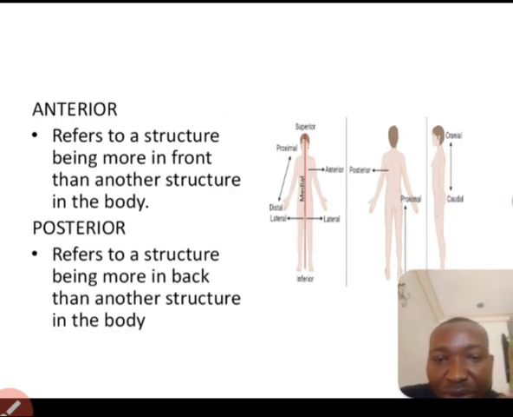Anterior refers to a structure being more in front than another structure in the body. Like the sternum is anterior to the heart. Posterior refers to structures being more in the back than another structure in the body. The heart lies posterior to the sternum.